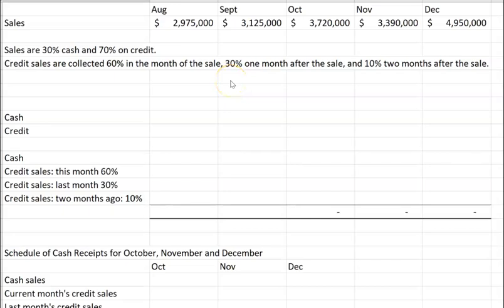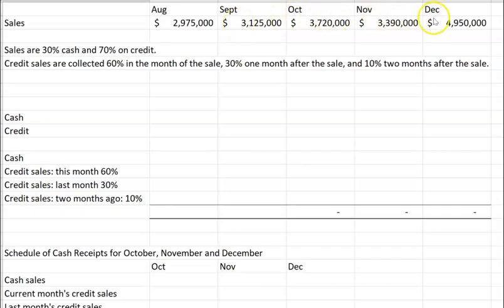We're going to look at preparing the schedule of cash receipts. So here we can see our sales, and we're going to be doing it for October, November, December. But because sales are on credit, some are going to be collected later. Some of the August sales are going to be collected in October. Some of the September sales collected in October. So we've got to analyze the timing of our August and September receipts as well.